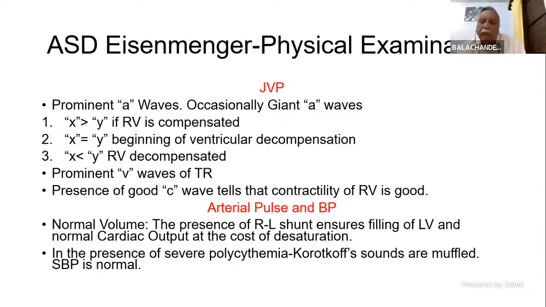If the Y descent is rapid, you know very well that the RV is good. If the Y descent is a little slow, there is an obstruction, or perhaps there is a decompensation or a diastolic dysfunction of the RV. And of course, if you have a good C wave, you know that the contractility of the RV is good. The C wave in the JVP is C for contraction, C for closure, and C for carotid. So that's the way to remember about the C wave if asked in the exam. Next slide.